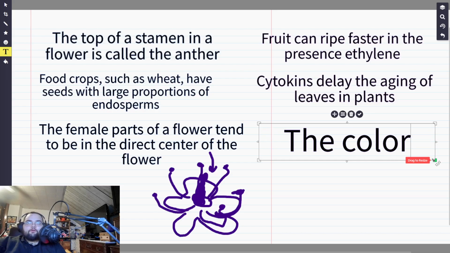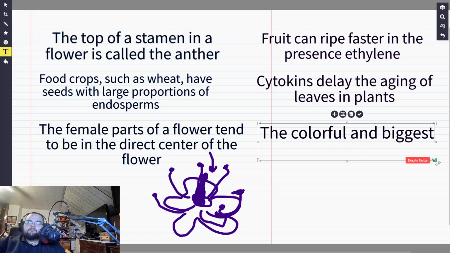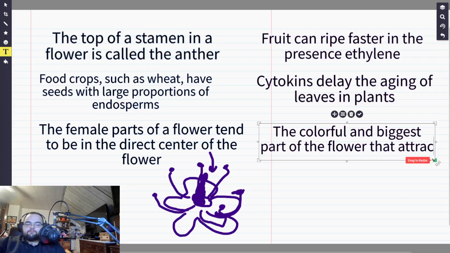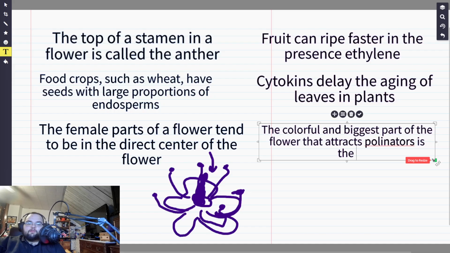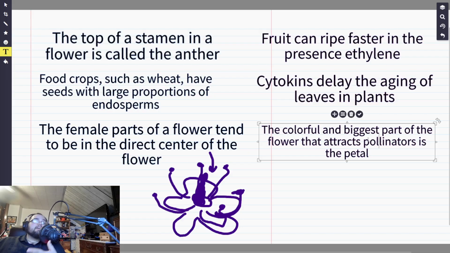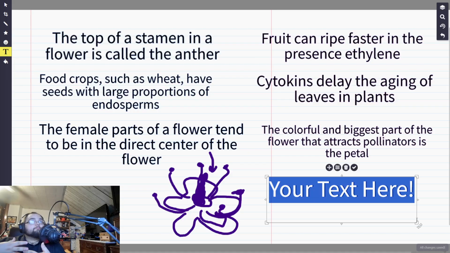The colorful and biggest part of the flower that attracts pollinators is the petals, right? I mean, everyone tends to know what a petal is, but it's still worth mentioning. It is technically the biggest part of the flower, and it is the colorful one. It's the one that produces the nice smells.